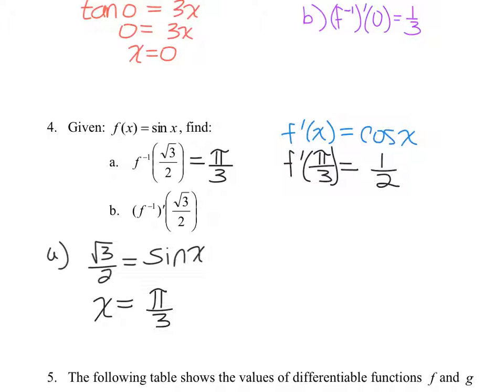All right, and so my final answer, my part B, the inverse's derivative at radical 3 over 2 should be what? A 2.